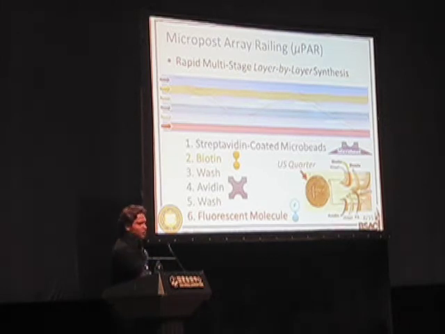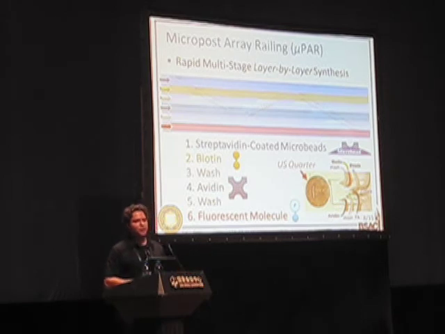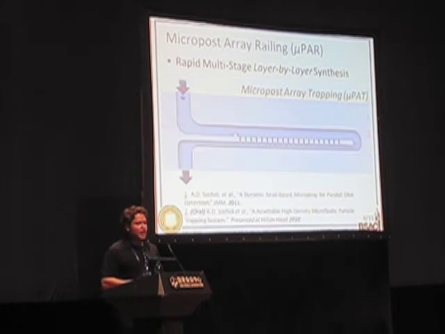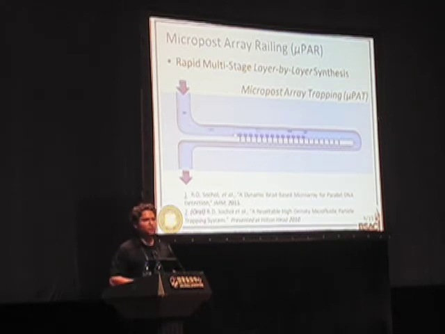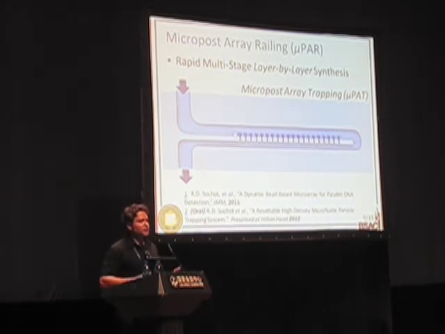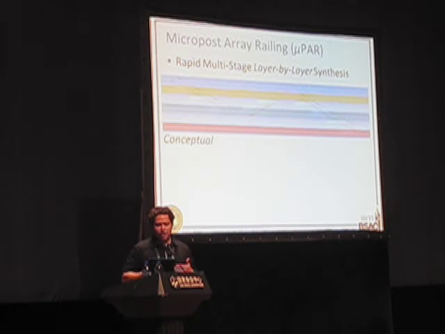So this is an image of our actual device that we used to achieve these results. By using the micropost array railing method, we're able to ensure that the microbeads were mixed as desired with all of the different fluidic reagents and wash steps. Additionally, at the very end of the process, we used a previously presented technique known as micropost array trapping in order to immobilize all of the microbeads once the process was completed. This was done specifically so we could then analyze the fluorescence at the end of the process. And now I'm going to show you some of our experimental results.